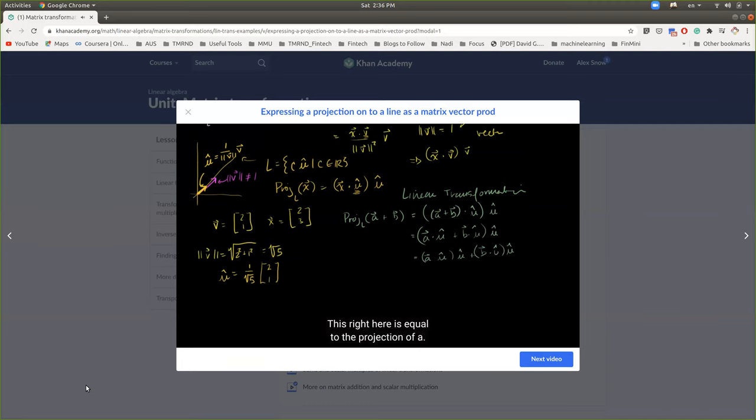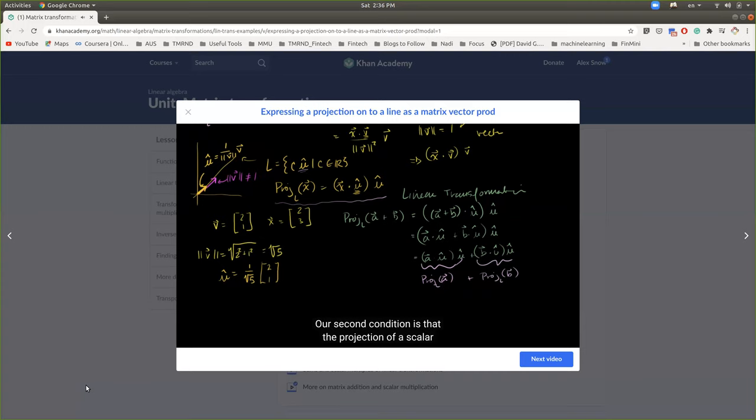What is this equal to? Well, this right here is equal to the projection of A onto L by definition, if we assume that we're dealing with the unit vector definition for the line. And then this whole thing right here is equal to the projection onto L of the vector B. So we see our first condition for this being a linear transformation holds. The projection of the sum of the vectors is equal to the sum of the projections of the vectors.